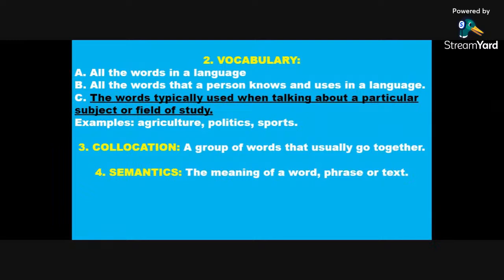The next principles are collocation. Collocation refers to a group of words that usually go together. And then semantics refers to the meaning of a word, phrase, or text. So these are the various grammatical principles. But as we get into solving the questions practically, we will be able to refer to these grammatical principles where necessary.